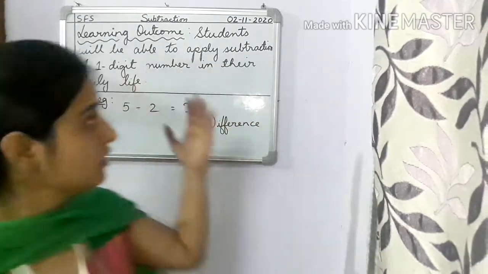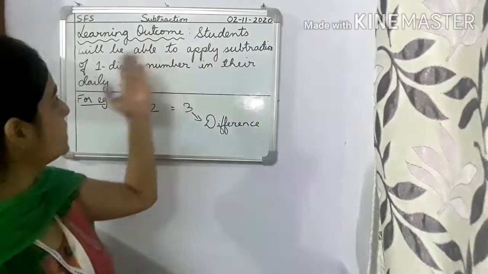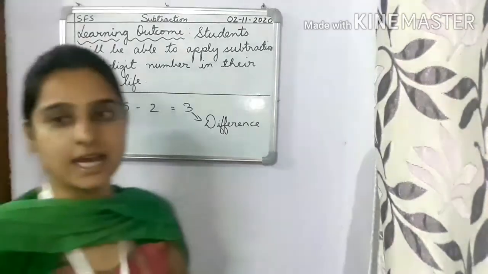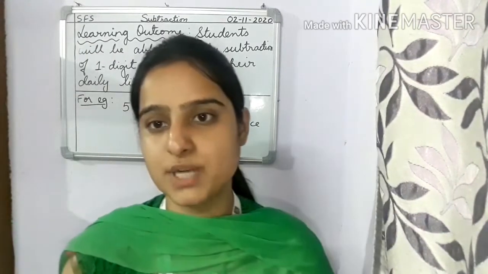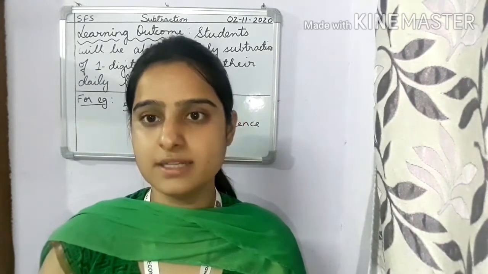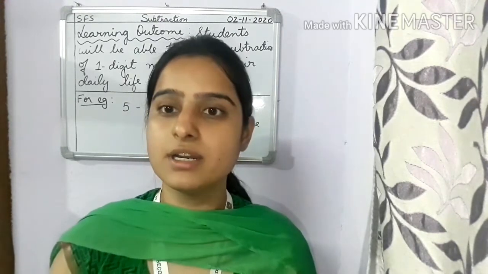What calculation did I do here? Can you guess? I did subtraction. So the chapter we are going to start today is subtraction. The learning outcome will be, children, students will be able to apply subtraction of 1-digit numbers in their daily life. You know from 0 to 9 are all 1-digit numbers, right? So we can do subtraction of 1-digit numbers in our daily life also.